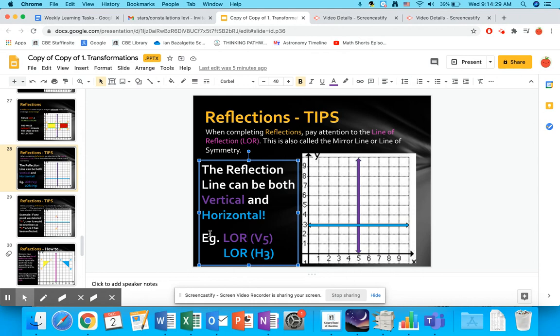So, for example, you can see here the line of reflection. The purple line of reflection is vertical, so up and down 5, right here. And the blue one is horizontal 3, so 3, and then horizontal is back and forth.